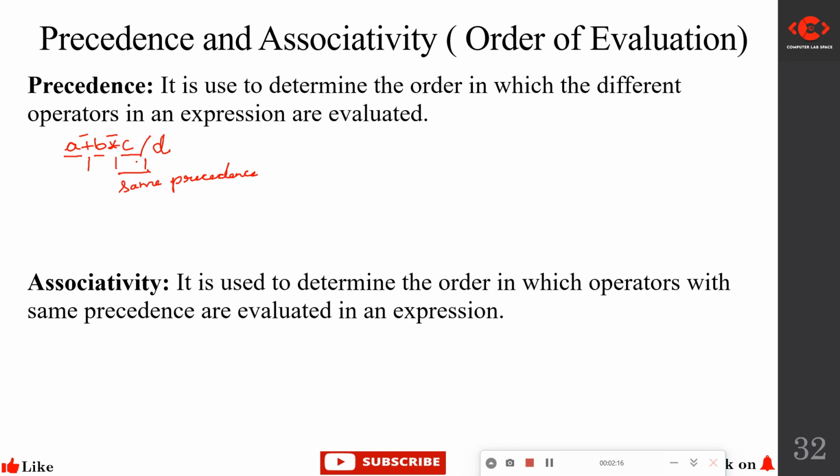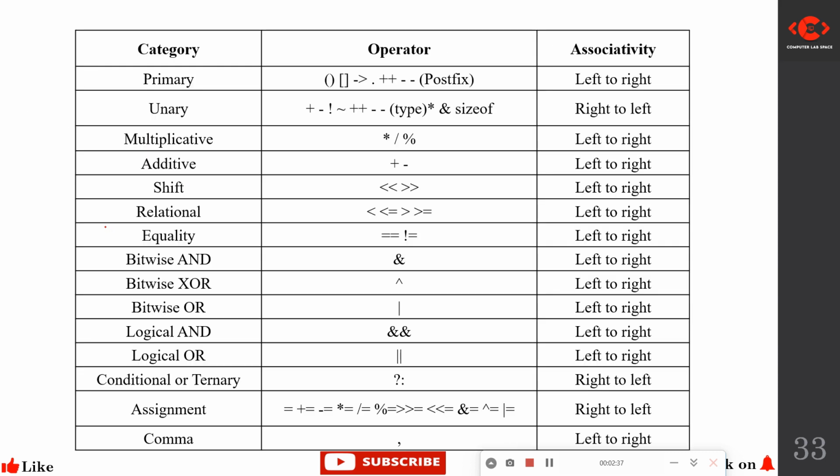That's why we go with associativity. Associativity helps us determine the order in which operators having the same precedence need to be evaluated. So this is what associativity is. Is it clear? I hope it's clear. So let's continue with the precedence table.